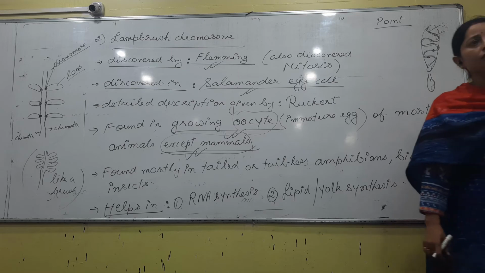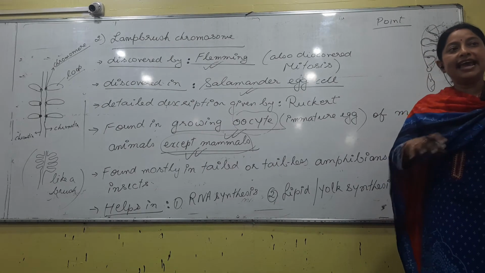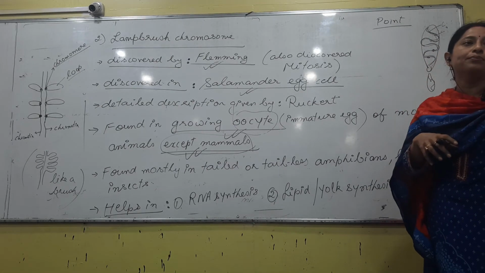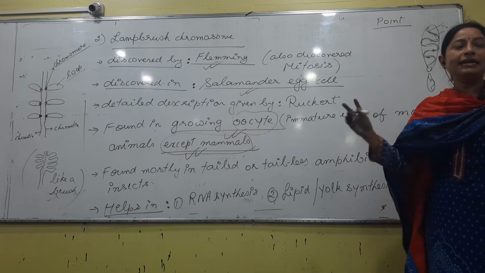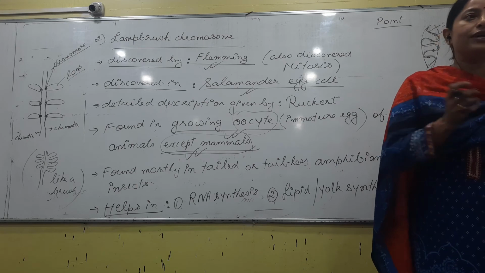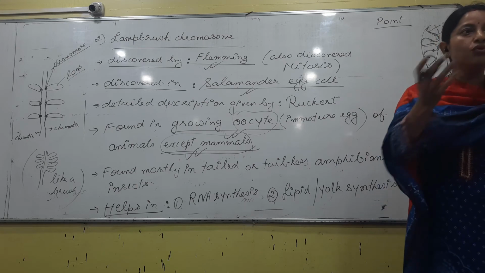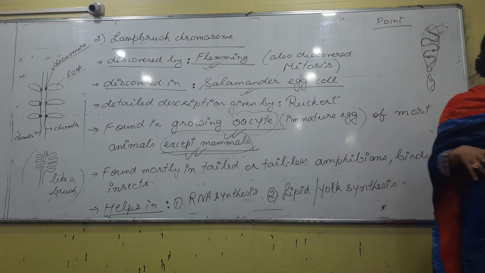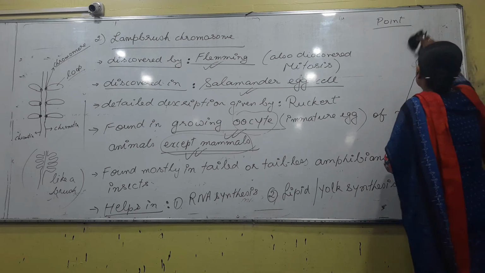Is the loop a part of the chromatid, an extra part? No, it looks like a loop, that is why it is called a loop. In the case of polytene chromosomes, which have almost the same structure, we used the word puff. It is an outgrowth type. Okay, next is.